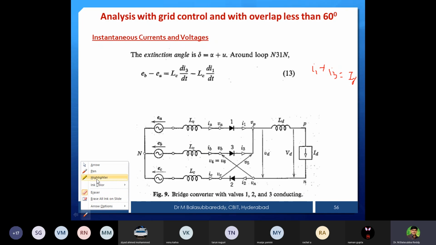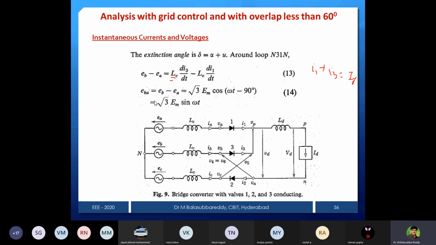Our intention is to find the overlap, and then LC take it common on this side. EA minus EB is known to you, that is nothing but EAB. EB is known, EA is known, just subtract, we get root 3 M cos of omega t minus 90 degrees, and this cos with 90 degrees you will make as a sine, because it is an odd multiple. So root 3 M sin omega t. We can substitute here.